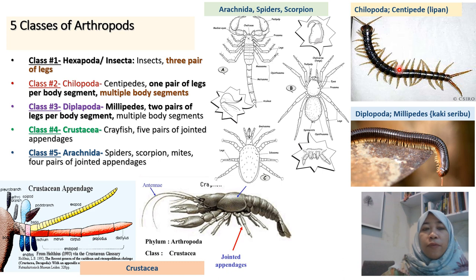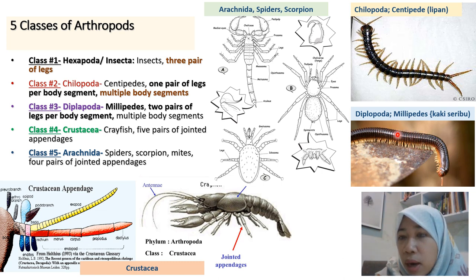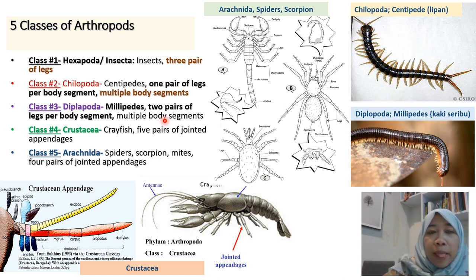It's different if we move to the diplopoda. Diplopoda is, for example, millipedes. Millipedes in Indonesia we say kaki seribu. How many legs do they have? Oh, this is quite a lot of legs. Can you count the legs? These millipedes actually have two pairs of legs per body segment. Multiple body segments, yeah, this is different.